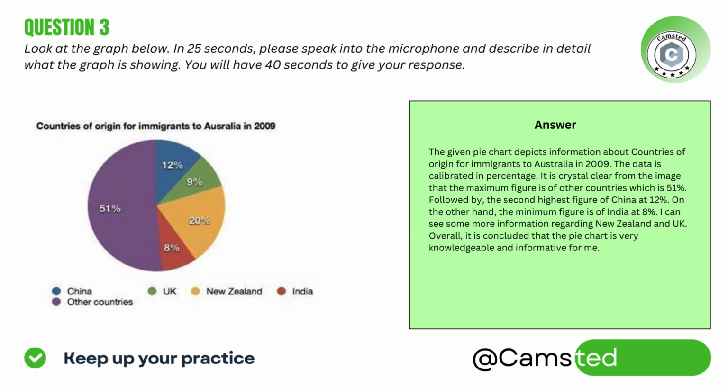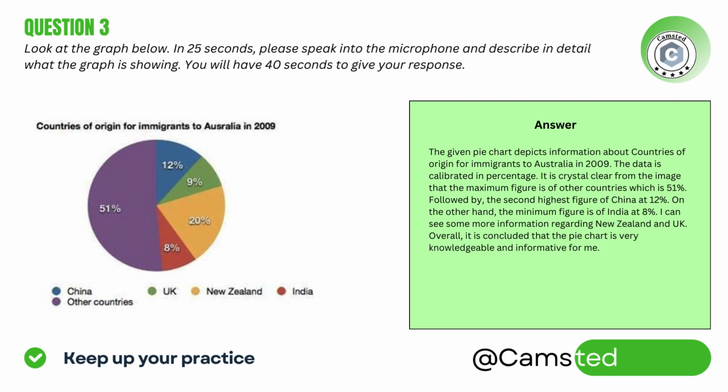The given pie chart depicts information about countries of origin for immigrants to Australia in 2009. The data is calibrated in percentage. It is crystal clear from the image that the maximum figure is of other countries, which is 51%, followed by the second highest figure of China at 12%.